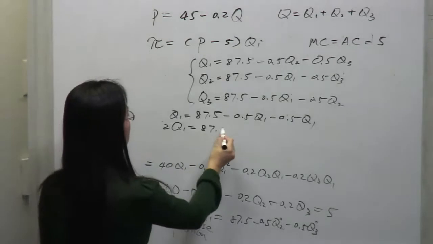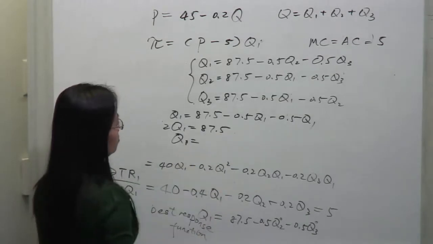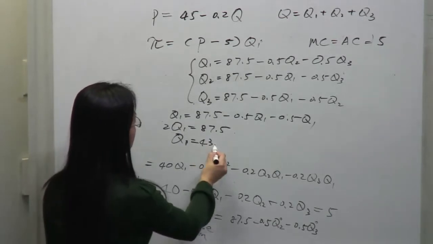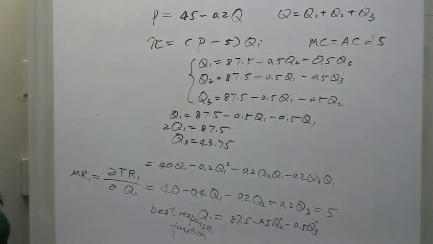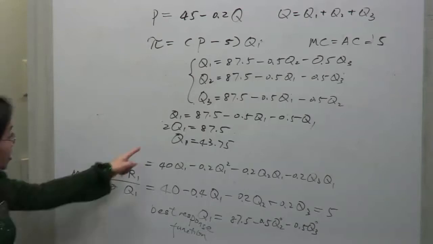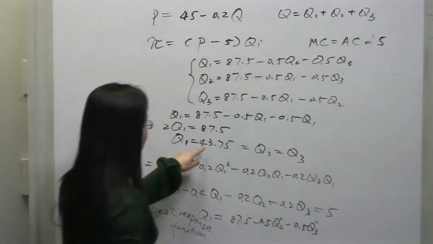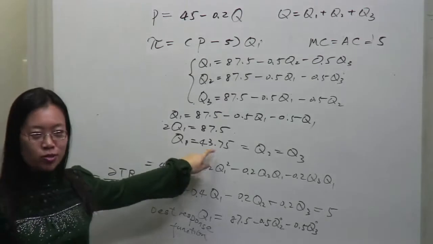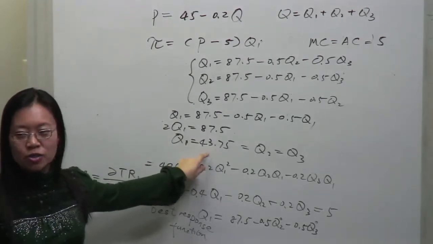2Q1 is equal to 87.5 and Q1 is equal to 43.75, right? Correct. 43.75. And that will be the Q2. That will be the Q3. So look at this number. It is very close to the one you played. This is the equilibrium output.